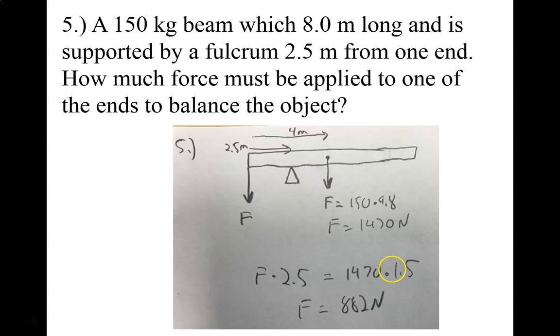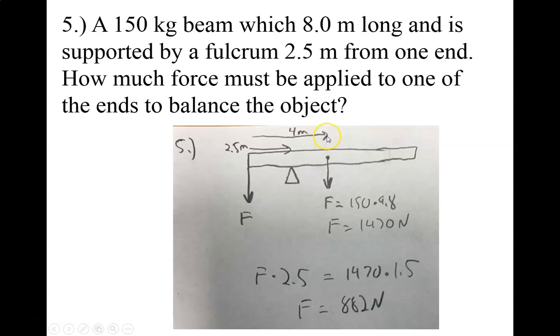Here we're connecting back with our old friend center of gravity. So here we've got a 150 kilogram beam, which is 8 meters long, and is supported by a fulcrum at 2.5 meters from one end. How much force must be applied at the other end in order for this to balance? So here's our beam, here's our fulcrum. Now we're going to put the weight of the object 4 meters from the left end. Basically, we're just putting it in the middle.